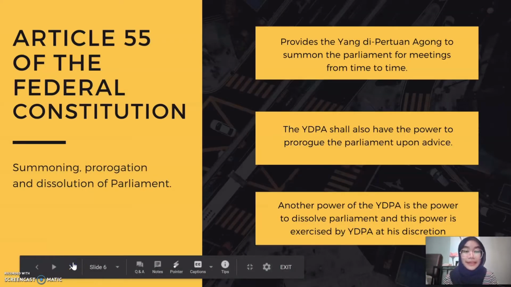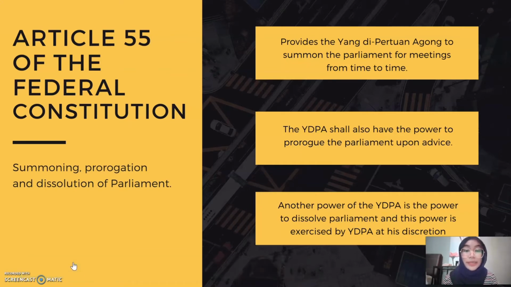As provided under Article 55 of the Federal Constitution, the YDPA shall have the power of summoning, prorogation, and also dissolution of the Parliament. The Yang di-Pertuan Agong has the power to summon the Parliament for meetings from time to time. His Majesty cannot let a period of 6 months pass between the last sitting in one session and the date appointed for the first meeting in the following session.